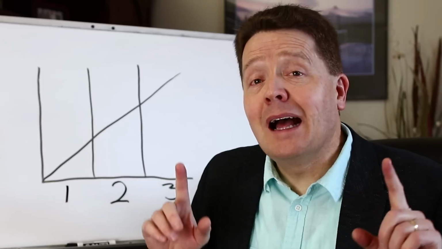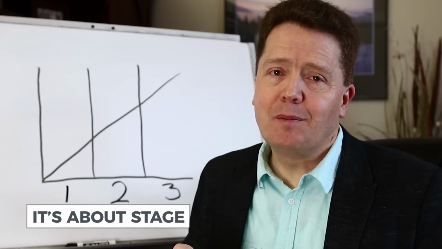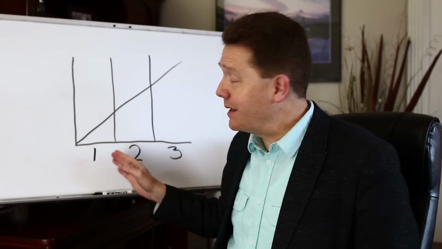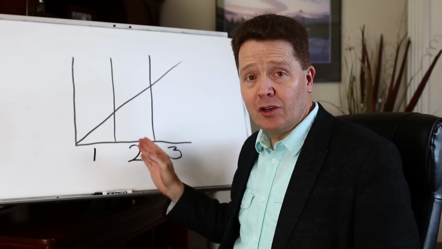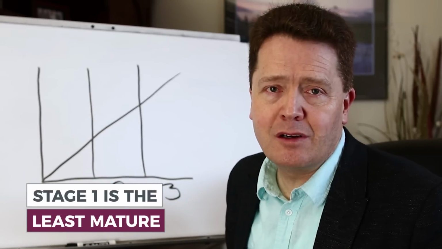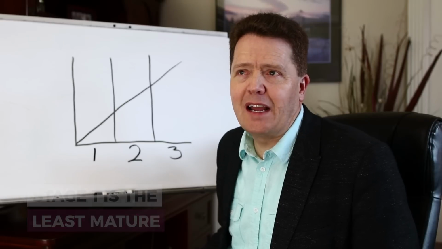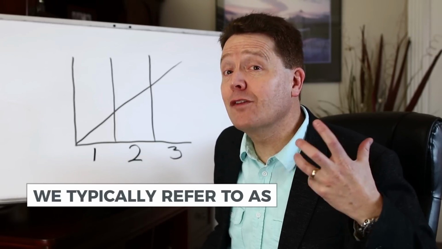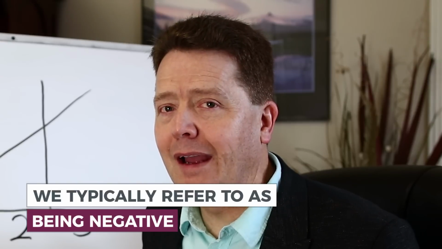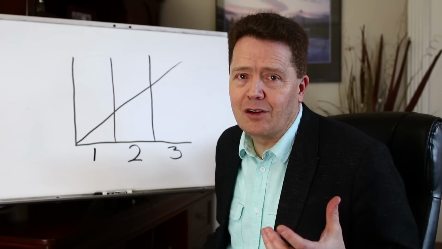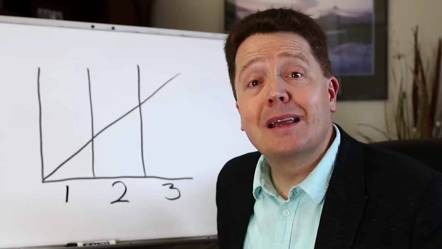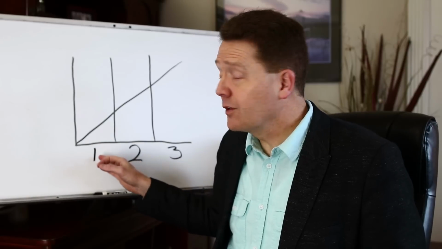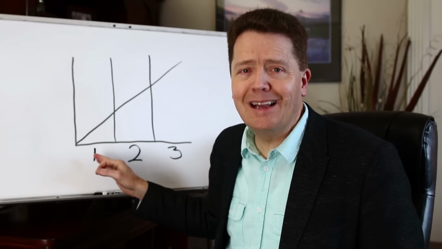Now, it's not just about age, it's about stage. So we've changed the maturity dimension to be about 3 stages of maturity. Stage 1 is the least mature. That's where there's fighting and yelling and screaming and whining and tantrums and all that fun stuff that we typically refer to as being negative, right? Well, it's not negative for a toddler, for a 2-year-old. Why? Because it's age typical and age appropriate, really. If your teenager is throwing tantrums, now we've got a problem.